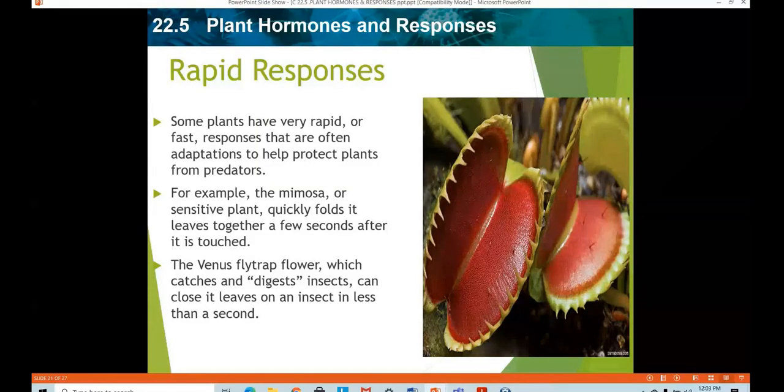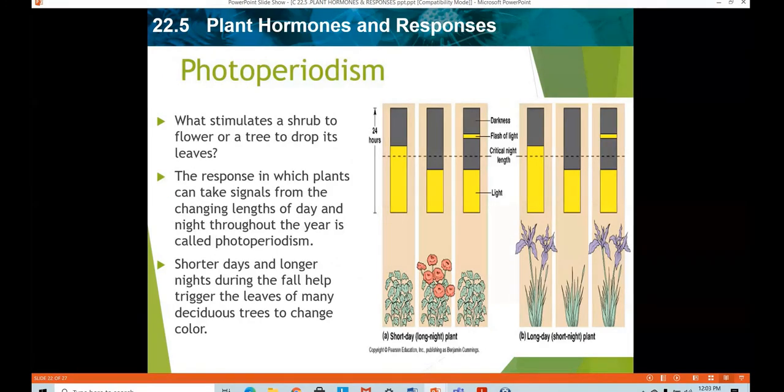Okay, girls, any questions so far? Any questions about the Venus flytrap or any other topic which we discussed so far? Is it clear? So let's talk about one more response which is known as photoperiodism. Now what is photoperiodism? What triggers a shrub to flower, or a tree to drop its leaves? How does the shrub flower, how does the tree drop its leaves?